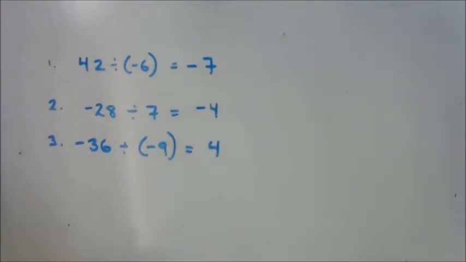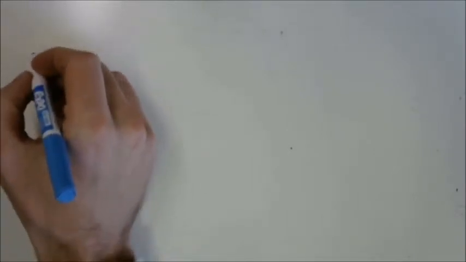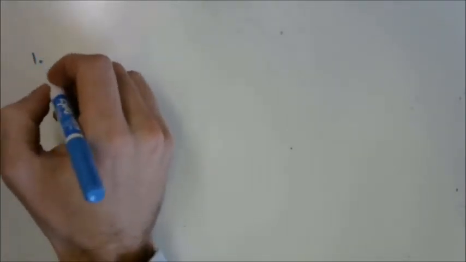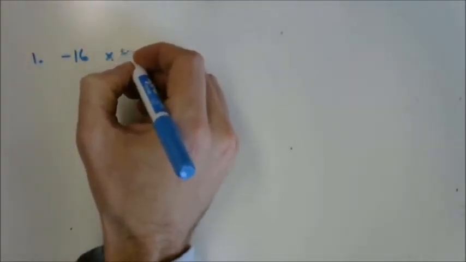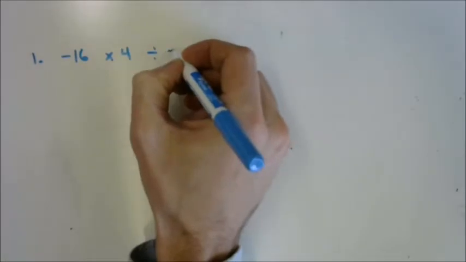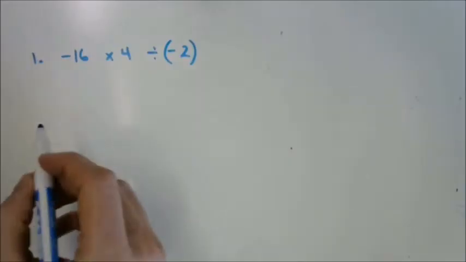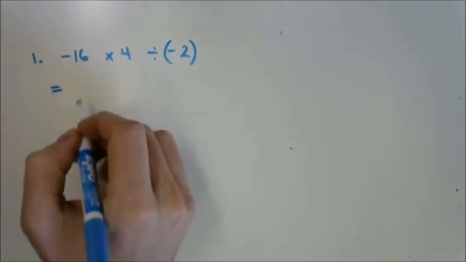Excellent. Alright, let's try something more difficult. We're going to try a string of operations involving multiplication and division, and we're not at order of operations yet. You can see that down below on your page 1.6, but we're going to work left to right, and we're going to solve this based on the number of factors that are positive and the number of factors that are negative. So we have negative 16 times 4 divided by negative 2, and we're going to do this in steps.